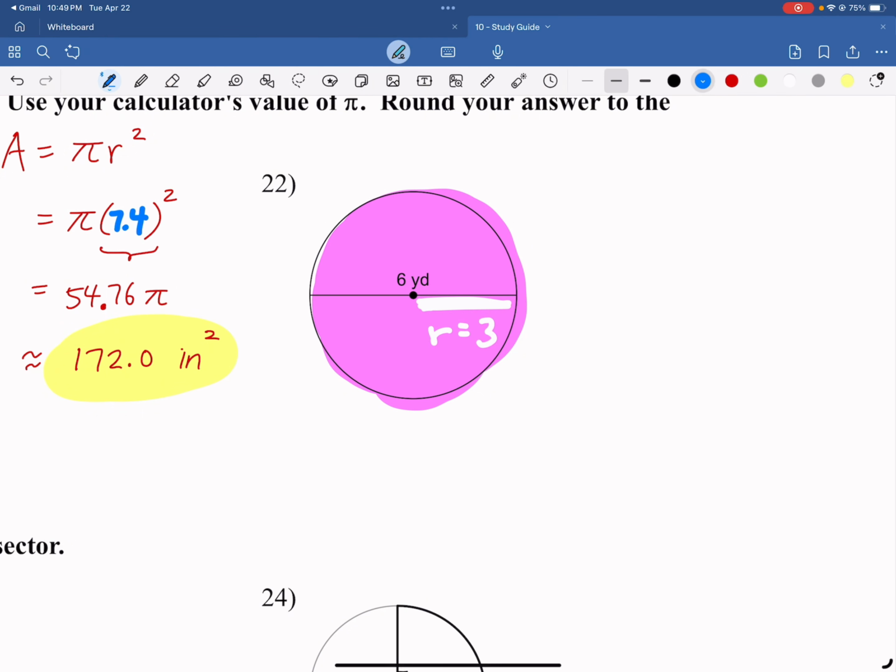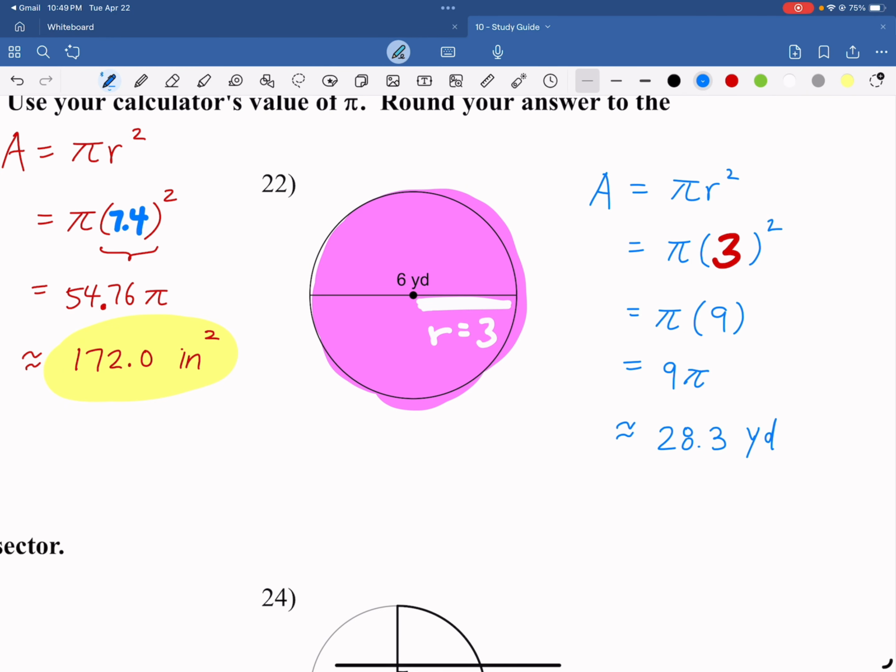Your area formula does not change, right? Your area formula is still pi r squared. And again, be very careful. In this case, radius is 3, not 6. And so pi times 3 squared is 9, which is like saying 9 pi. Well, on your trusty calculator, that should give you 28.3 yards squared. Nice.